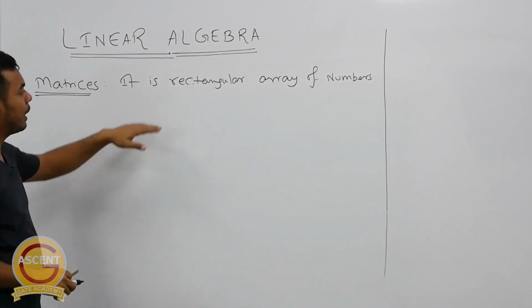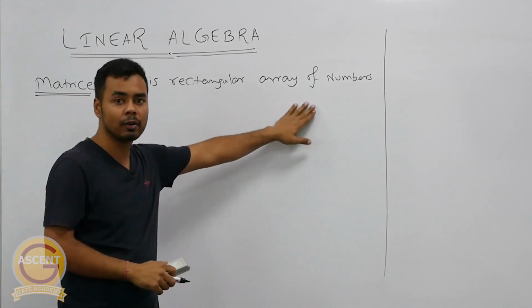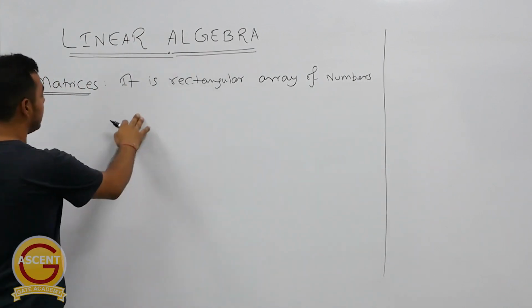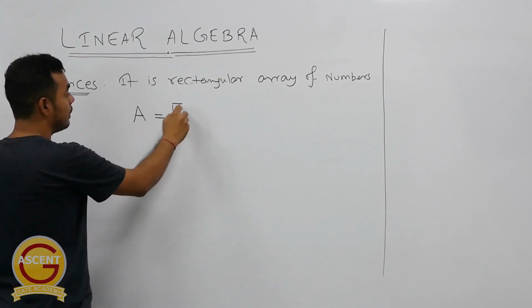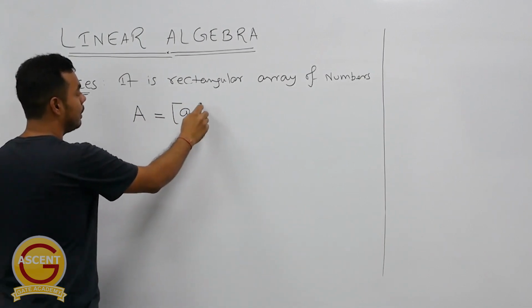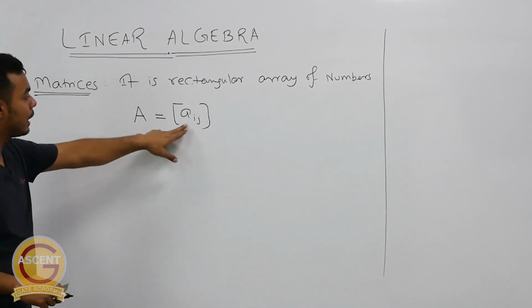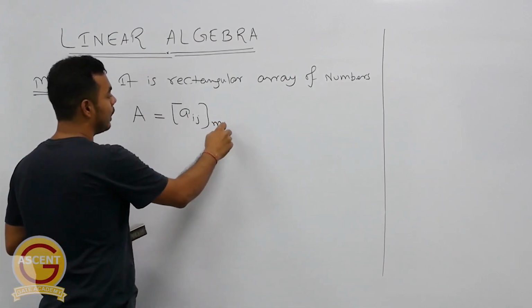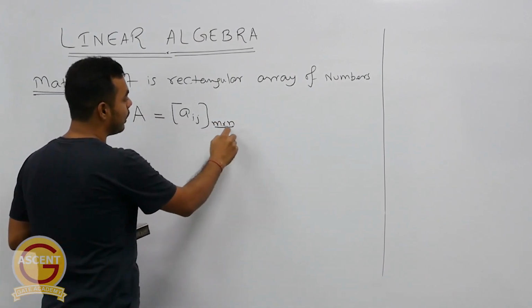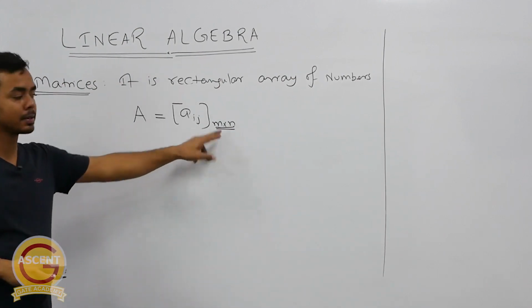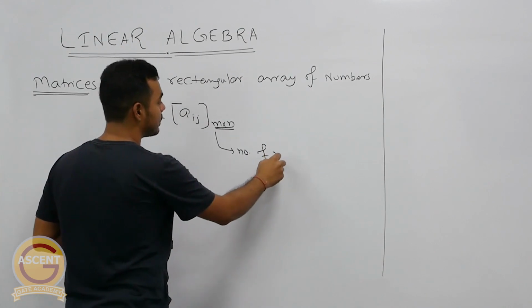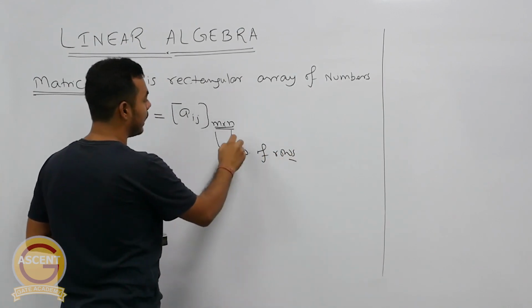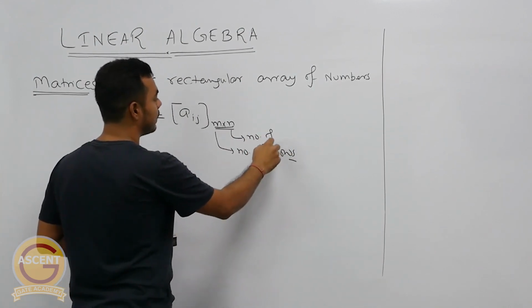Now the definition of a matrix is that it is simply a rectangular array of numbers, and a matrix is represented by some capital letter and its elements are represented by small letters. For example, you can write any matrix as Aij, m into n. Now this m into n is called the order of the matrix. m is the number of rows in the matrix, and n is nothing but the number of columns in the matrix.